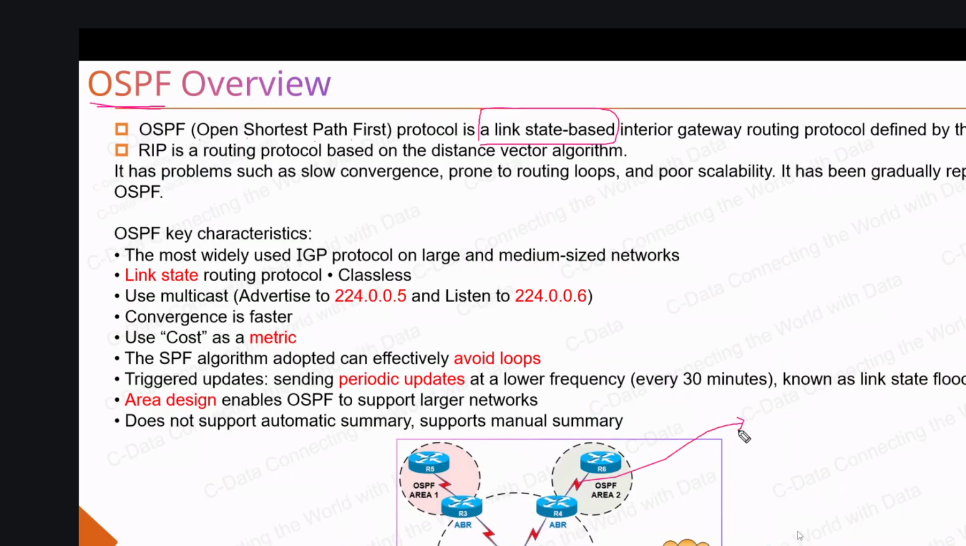At the beginning, I mentioned some parameters, like bandwidth, and also delay, and we also have some others. All these parameters we call the cost, or the metric. So in the OSPF, it is based on the link state.